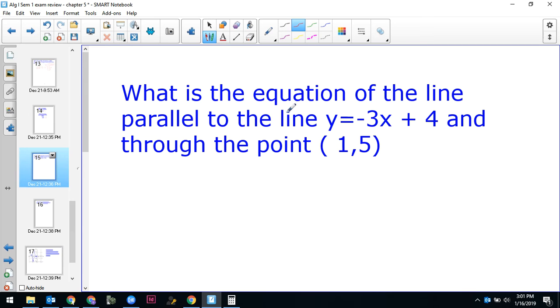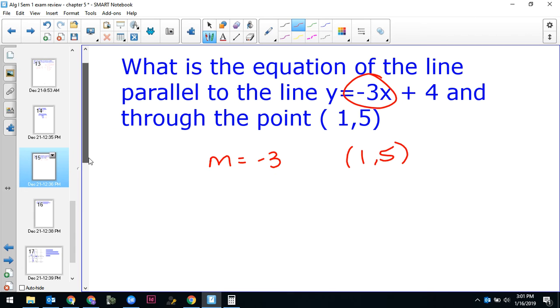So write the equation of the line parallel to this line. Well, remember, the only thing that I care about is that slope. So my new slope is -3, and I know it runs through the point 1, 5. Okay, we're back to what we did on the last couple slides. Do I care about this 4? Nope. I only care about the fact that this slope was -3. I want my new slope to be -3 as well. -3 going through this point 1, 5.